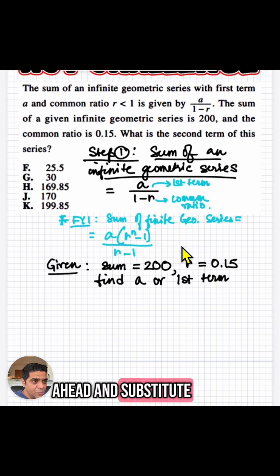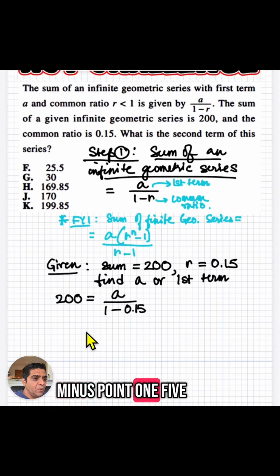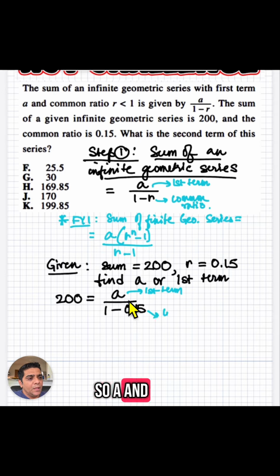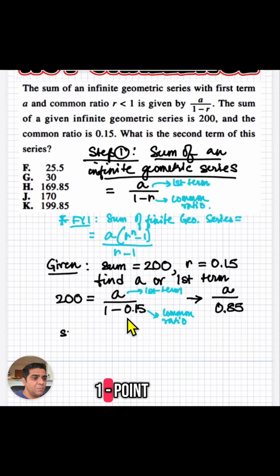So let's go ahead and substitute that into the formula that's given to us. 200 equals a divided by 1 minus 0.15, which is the common ratio. And a is the first term that we are trying to find. So we're going to try to isolate that, but before that we're going to simplify this. 1 minus 0.15 is 0.85.